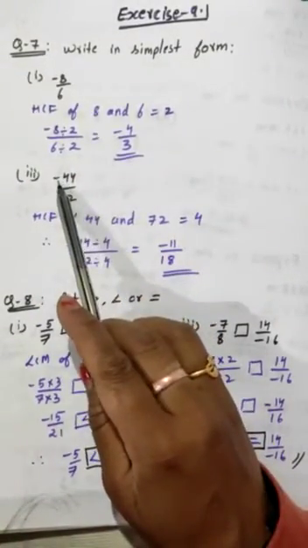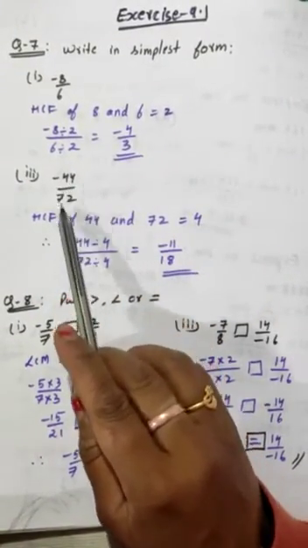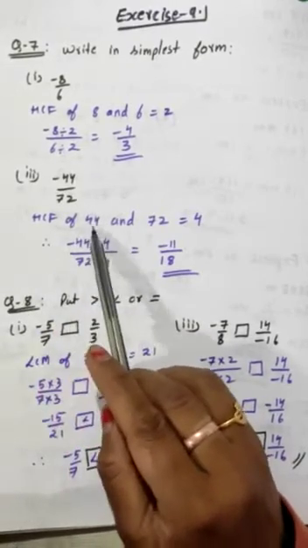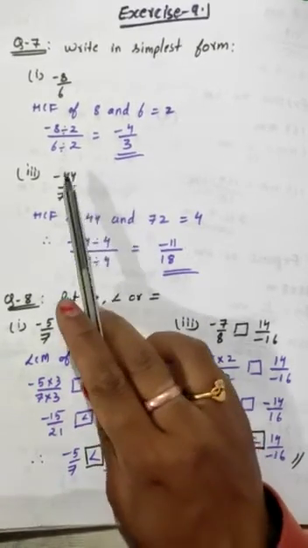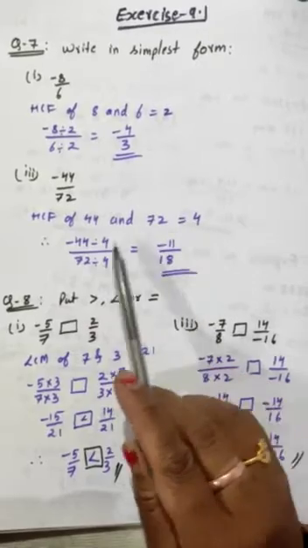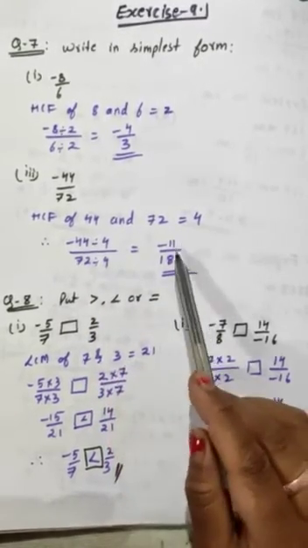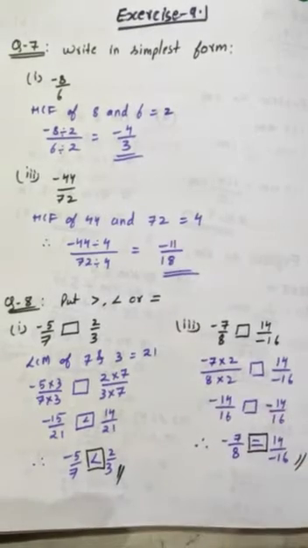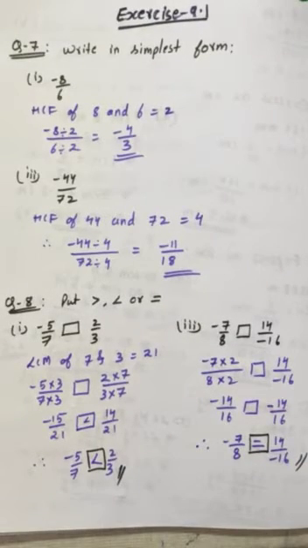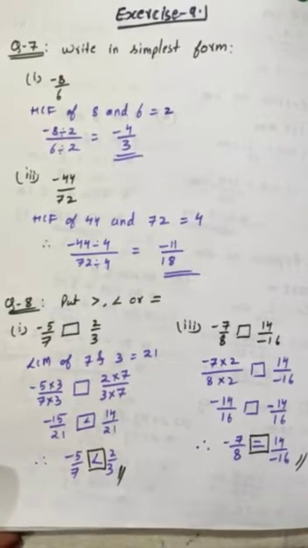So one more sum I've done for you, which is -44/72. Again you will calculate the HCF of 44 and 72, which is 4, and then divide both the numerator and denominator by 4. So the answer will be -11/18. Okay, so this way you just write them in the simplest form.